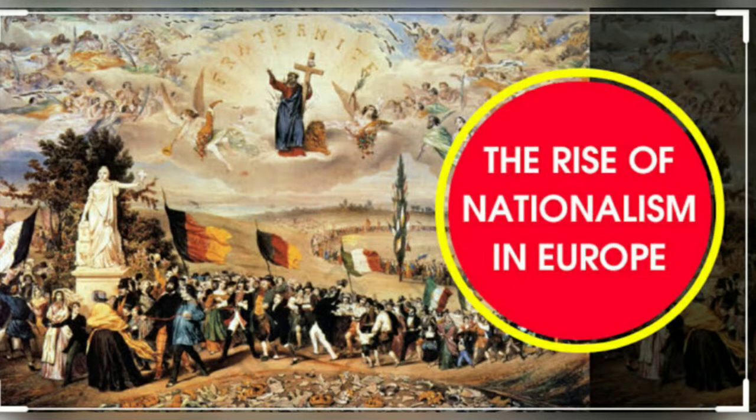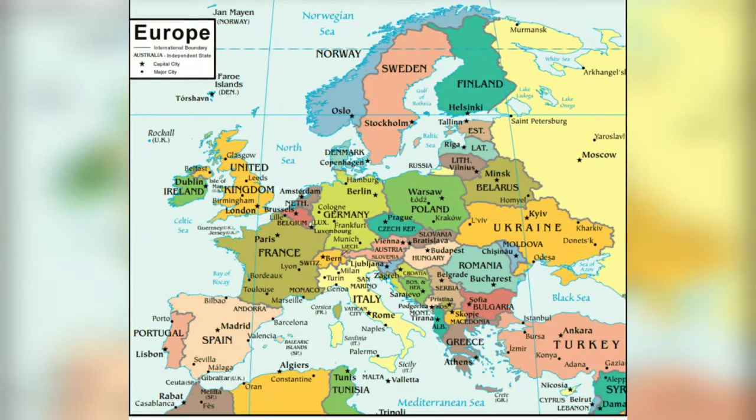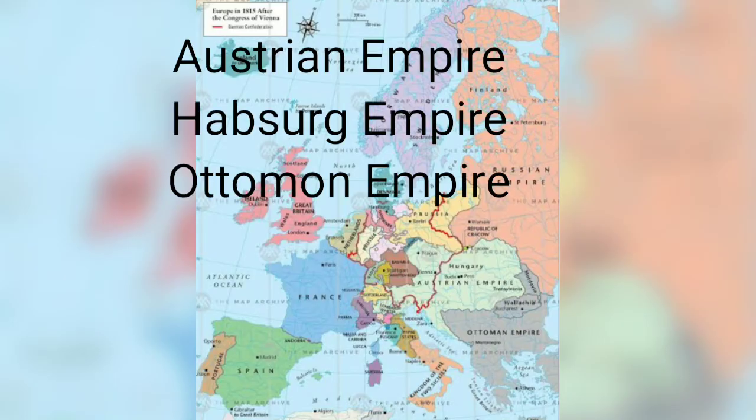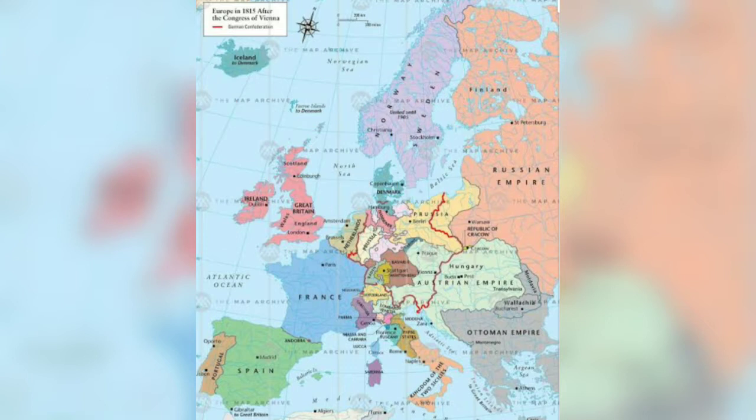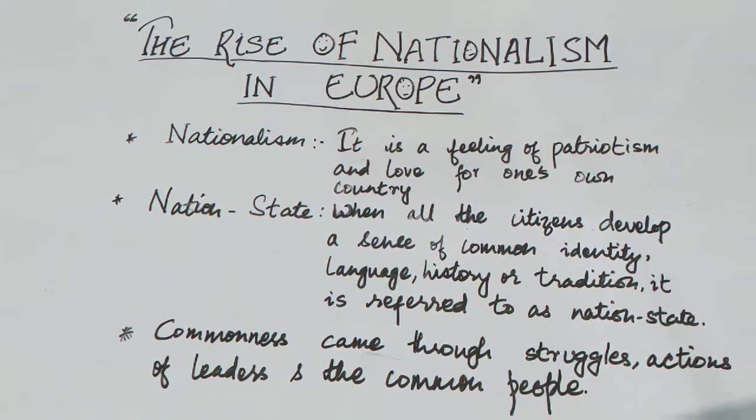Today we will discuss part 1 of the history lesson, The Rise of Nationalism in Europe. Today, if we look at the map of Europe, we will find many independent countries now regarded as nation states, but it was not like this before. Before, it was ruled by the Austrian Empire, Habsburg Empire and the Ottoman Empire.